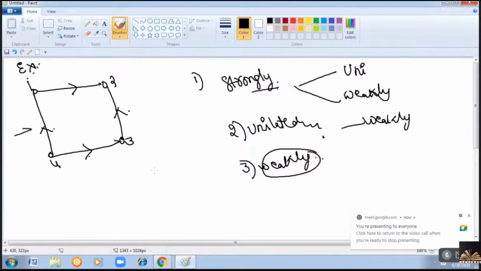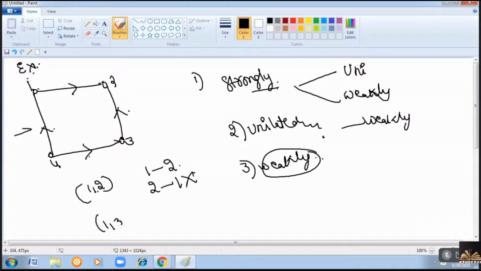So here, when you consider the pair 1 comma 2, 2 is reachable from 1. Can I reach 2 from 1? Yes, 2 is reachable from 1. Can I reach 1 from 2? When you see this diagram, you cannot reach.